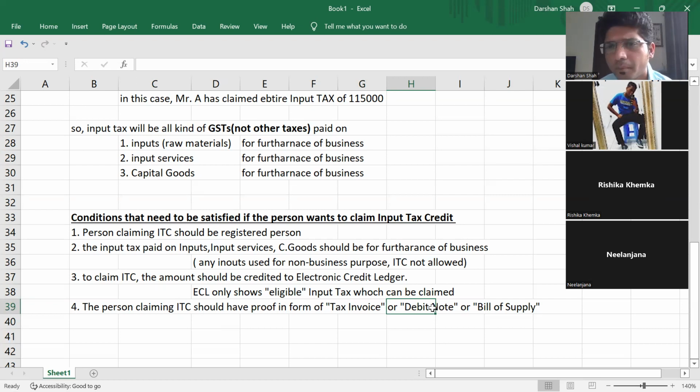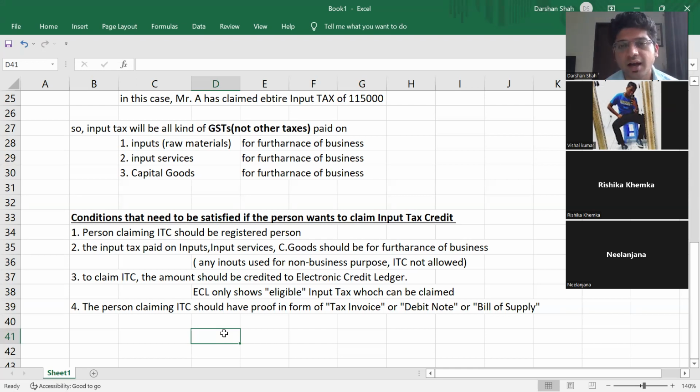Sir, I just wanted a clarification regarding the third point for the electronic credit ledger. So every time the customer gets the amount, the input tax, he has to open a ledger and transfer the amount to that, right? Correct, correct. So he does not get it now, he pays it now.